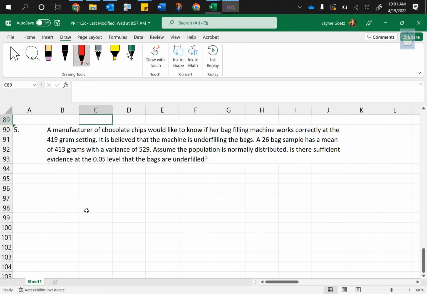A manufacturer of chocolate chips would like to know if her bag filling machine works correctly at the 419 gram setting. It is believed that the machine is underfilling the bags. A 26-bag sample has a mean of 413 grams with a variance of 529. Assume the population is normally distributed. Is there sufficient evidence at the 0.05 level that the bags are underfilled? So let's take a minute and find our information.